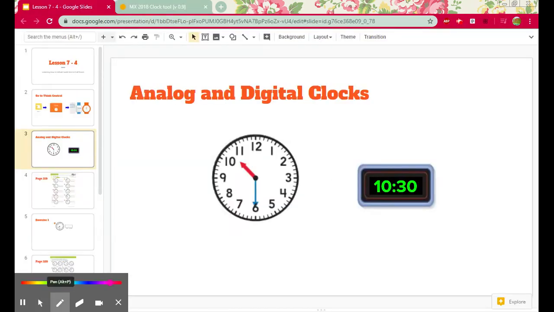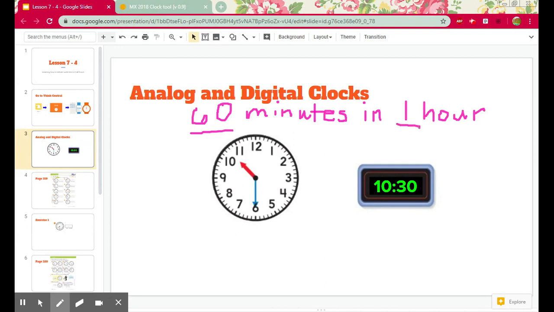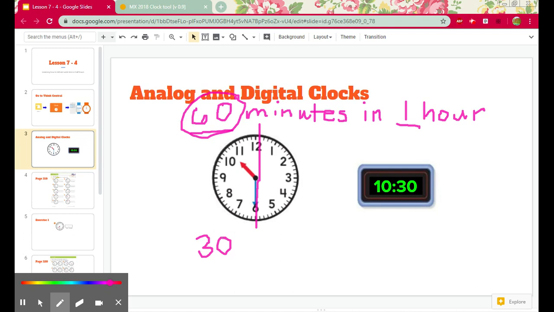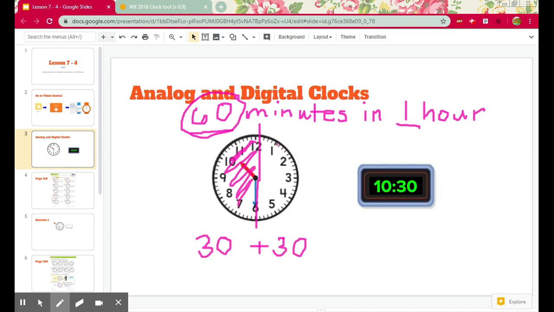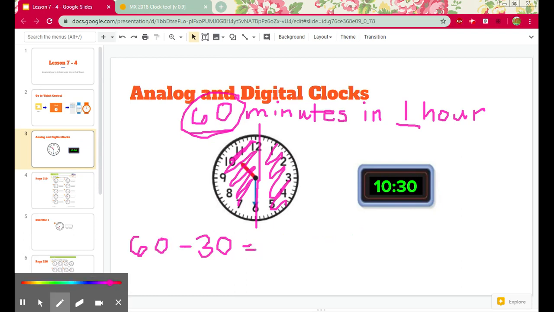You may remember that there are 60 minutes in 1 hour. That means in 1 hour, the minute hand has to move from the 12 all the way back to the 12, and that's 60 minutes. But if we divide the clock in half, half of 60 is 30. We know this because when we add 30 plus 30, or a half plus another half, that equals the whole, or 60. Another way to think about this is 60 minus 30 equals 30.